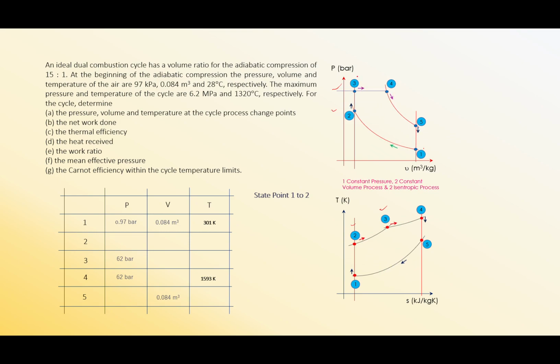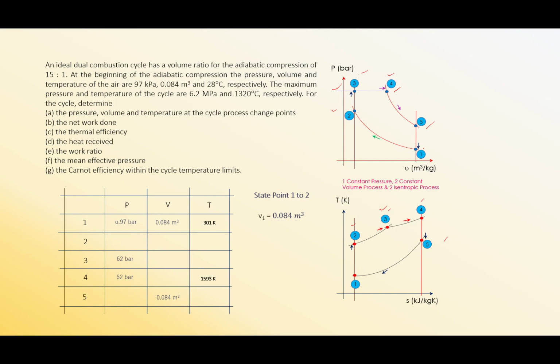Then from point 3 to point 4 on your TS diagram, that is a constant pressure process, and you can see an increase in entropy. So that is constant pressure heat addition. Point 4 to point 5 is isentropic expansion. On the TS diagram, you can see it is a straight vertical line from 4 to 5.